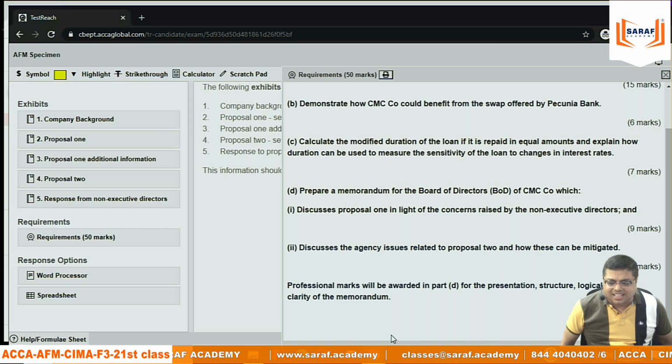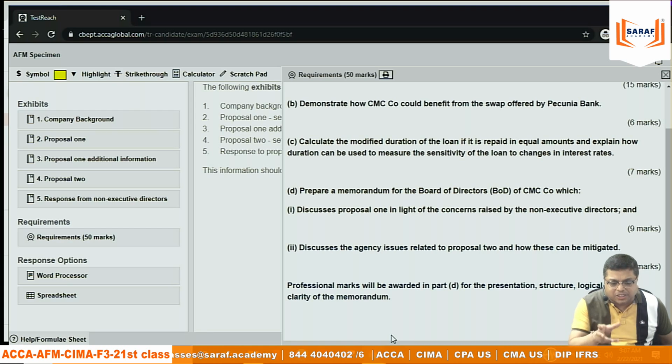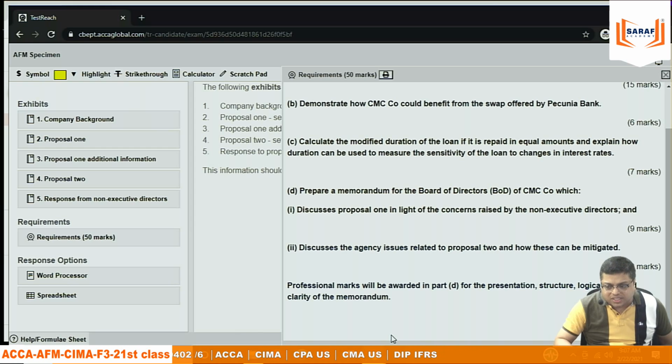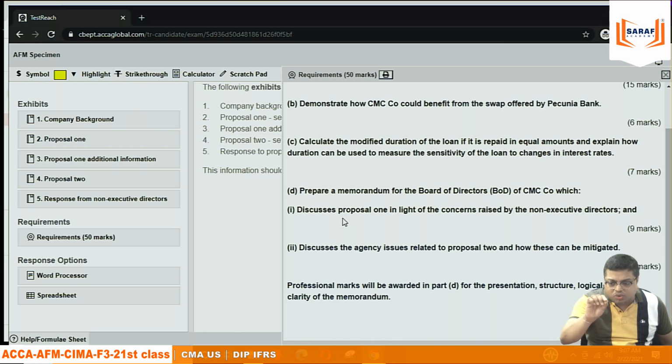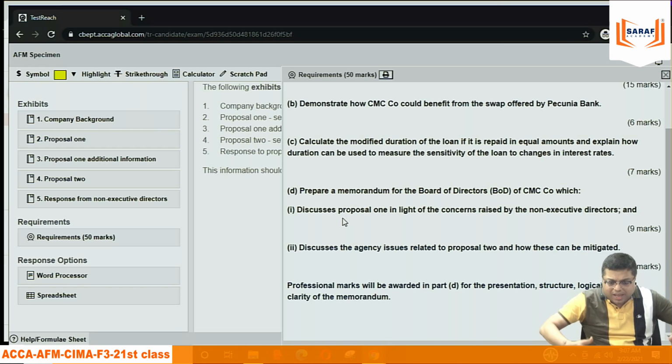I will say easiest in the sense that if you are logical in your explanation, if you are writing the answer as per requirement and you are not using slang language, you are using professional language, and suppose it is a memorandum, then in the memorandum you will make a heading: memorandum from, to the board of directors, date, subject you will mention, and prepare a document like a professional document, then automatically you will get professional marks that way.